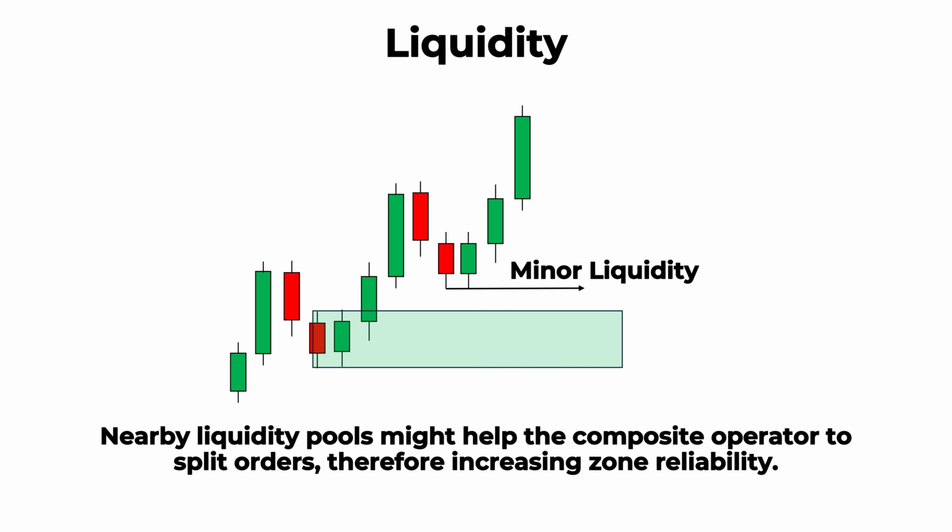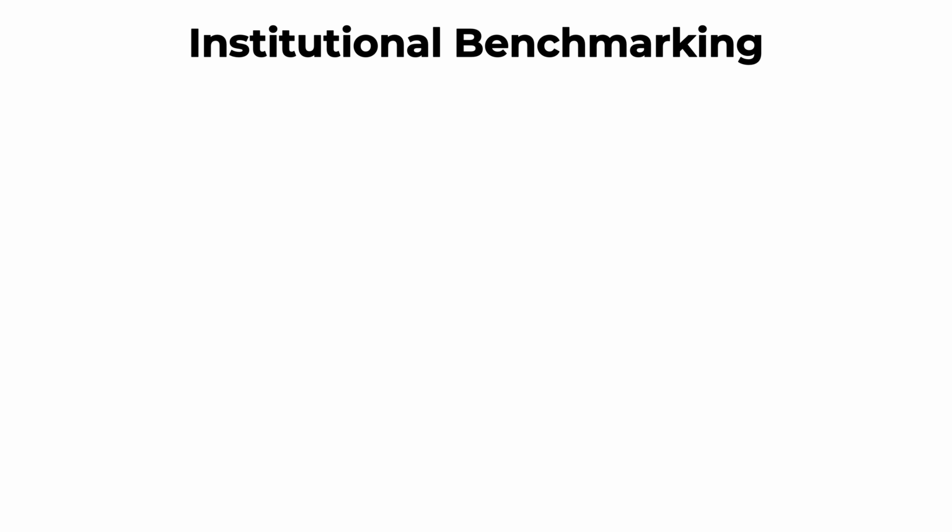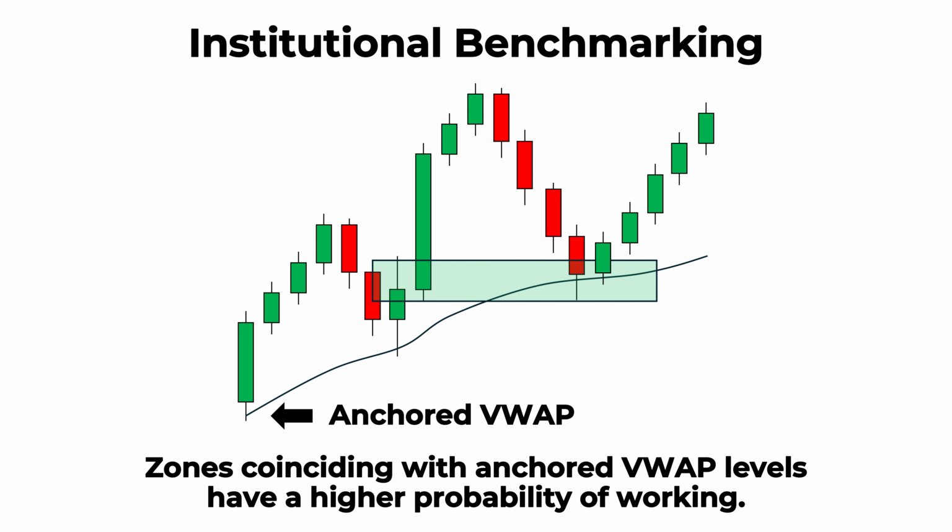Another qualifier is called institutional benchmarking. Trading institutions use the VWAP as a benchmark of execution, meaning that executing trades at or slightly better than the VWAP is advantageous. So when a price is reacting to the VWAP from a significant price level, the zone that intersects with this level has a greater chance of holding because of the institutional benchmarking.